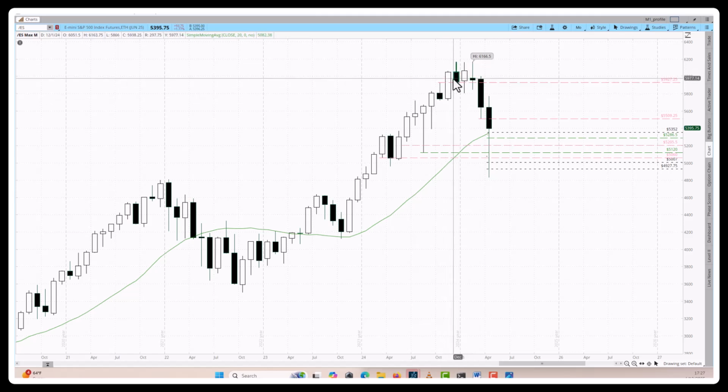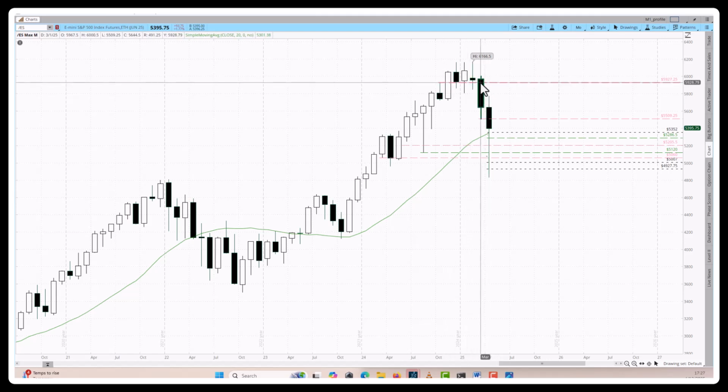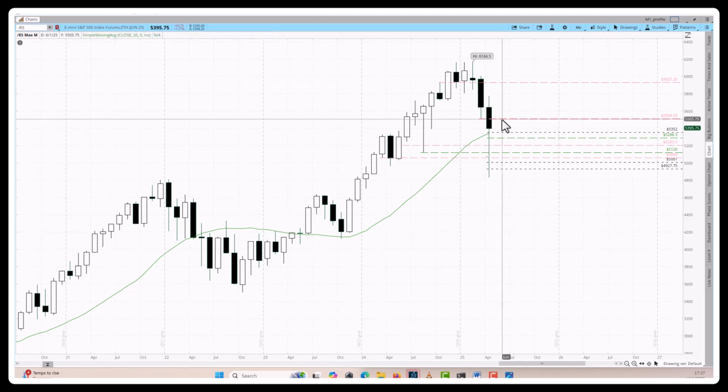It breaks in November and then it tests from above. How many times? 1, 2, 3. Just recall what we're talking about, our setup right here. It breaks and tests below, I mean tests above. In this case, a short setup right there. Like we say, the test from above can happen many times. But the more times it tests, the bigger and the more fast and furious the real reversal can be. That's exactly what happened. You see the huge sell-off in February, in March, and now in April.